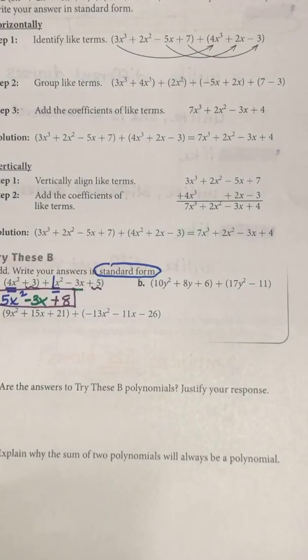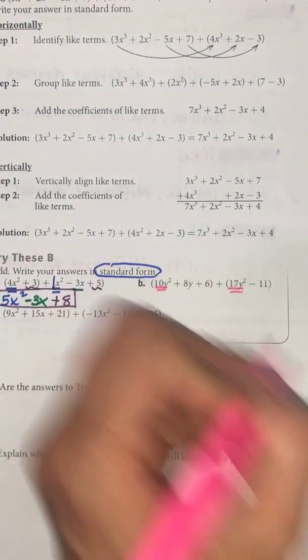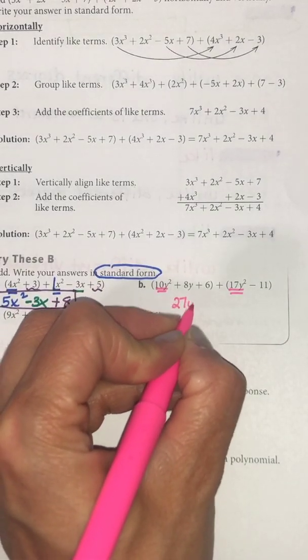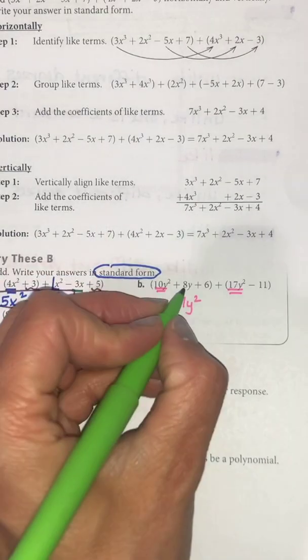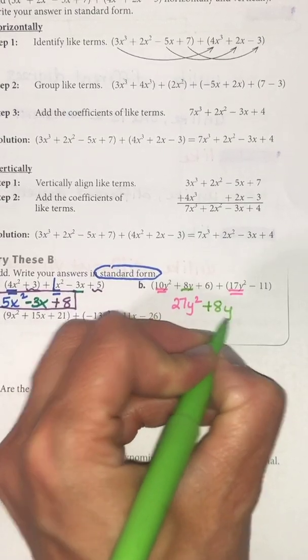Letter B. Okay, 10y squared plus 8y plus 6 plus the quantity 17y squared minus 11. So we have 10y squared and 17y squared. Add those up and we'll get 27y squared. And then let's see, the only y term I have is 8y. So just bring it down, plus 8y.